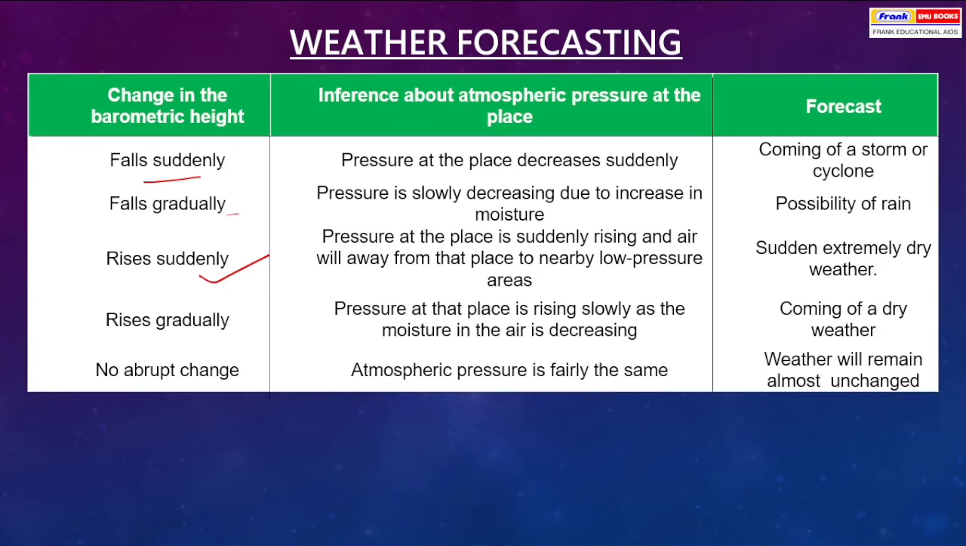Then if the barometric height rises gradually, that means pressure at that place is rising slowly as the moisture in the air is decreasing. That means the upcoming weather is going to be dry weather. Then if the barometric height has shown no abrupt changes, that means atmospheric pressure is fairly the same, and the weather forecast is that weather will remain almost unchanged, constant.